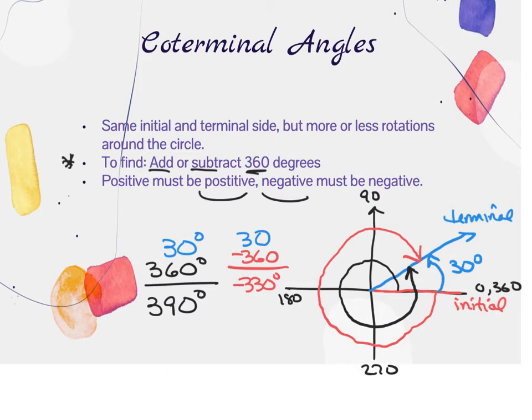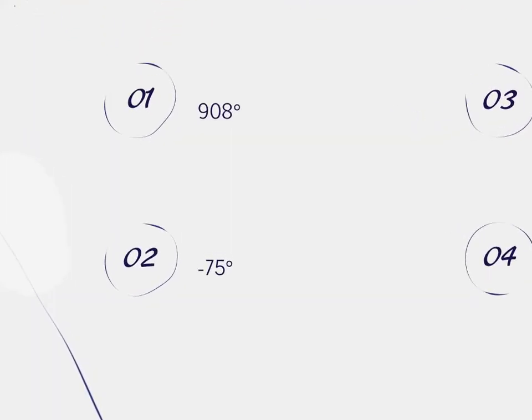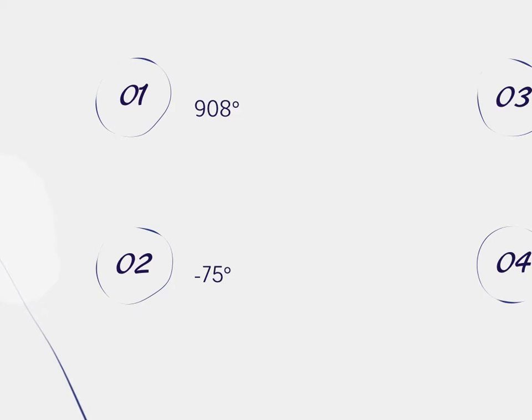Absolutely. Examples. So it wants us to find two coterminal angles, one negative and one positive. Now, I know I just told you before that to get the positive you add 360 and to get the negative you subtract 360. But look at my given angle here. It's huge. So sometimes you're going to have to add or subtract 360 more than once to get to a negative number.